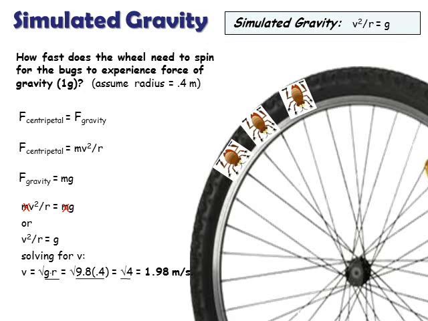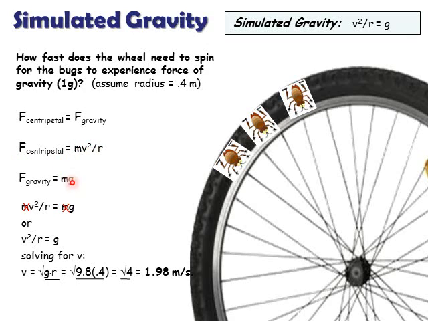Last slide, just for fun. Not really, it's so you can have practice doing this. But if we wanted to figure out simulated gravity, remember I said we would pretend that we're going to figure out simulated gravity just for fun. We know that regular gravity, the force of gravity, is mass times gravity, mg. And what we're going to try to simulate it with, the centripetal force, is mv squared over r.